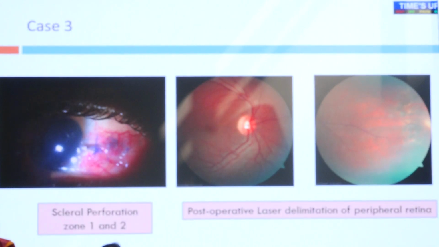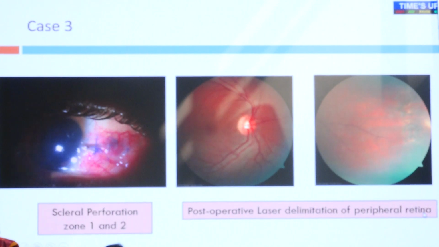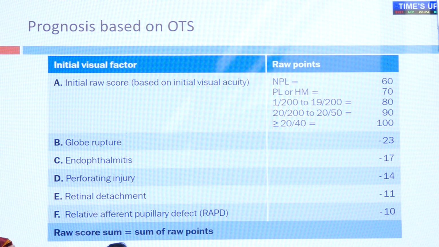Case 3 was a patient who presented with scleral perforation in zone 1 and zone 2. In the post-operative period, there was a suspected retinal break, and laser delimitation was done post-operatively in this case to avoid the risk of development of retinal detachment.